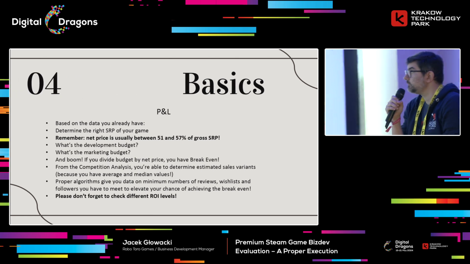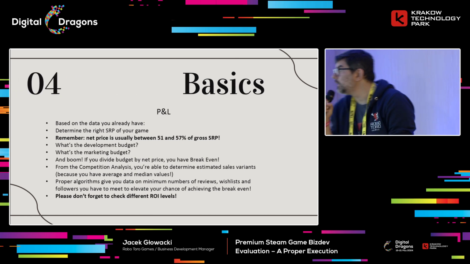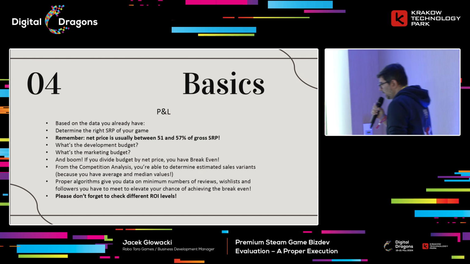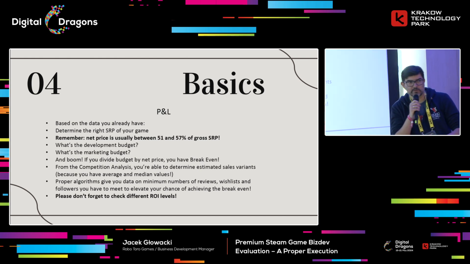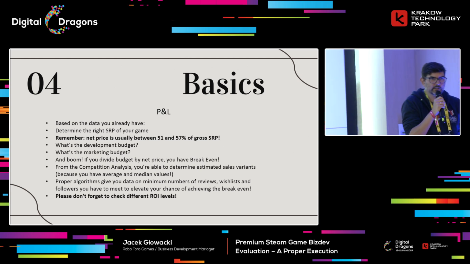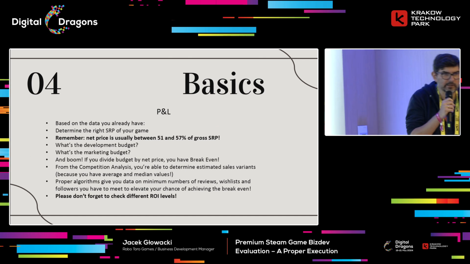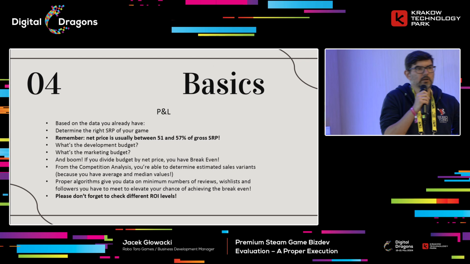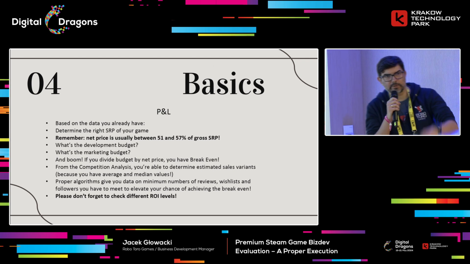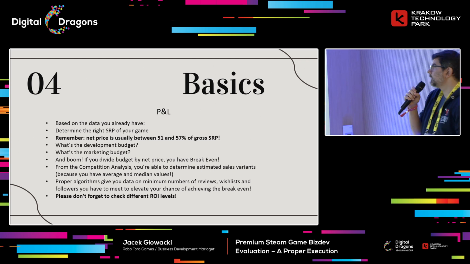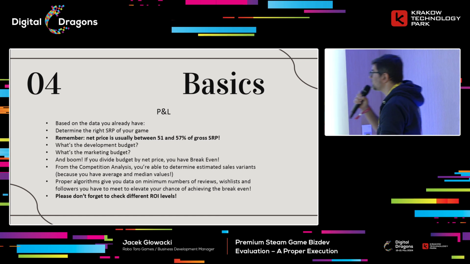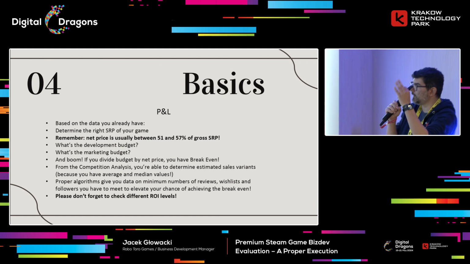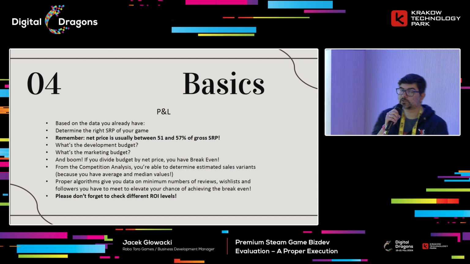Awesome. Now P&L. So profit and loss, right? There are different P&Ls, basically. I think every single company has its own template, has its own way to create a P&L because different factors are taken under consideration, depending on whether it's a small publisher, small developer, big publisher, big developer, etc., etc. But we already have some data, right? Now, based on the data we already have, we can, first and foremost, determine the right SRP of our game.